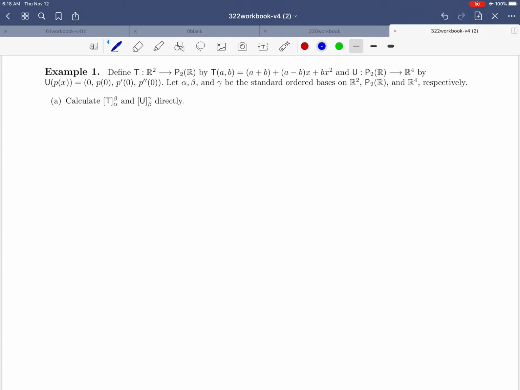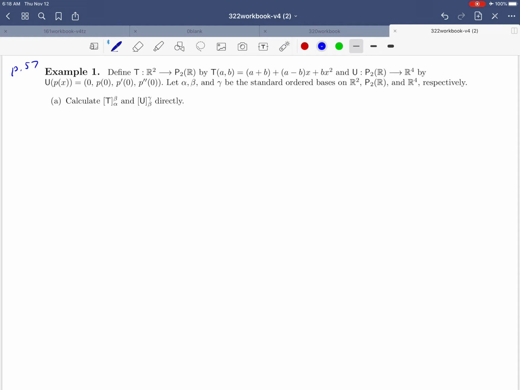Hello everybody, and welcome to example 1 on page 57. This is going to be our first example of actually working with matrices of compositions of linear transformations. Let's take a minute just to read this example. We're going to be working through part A in this video.